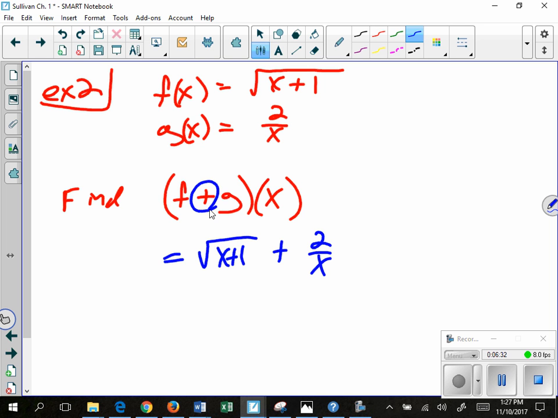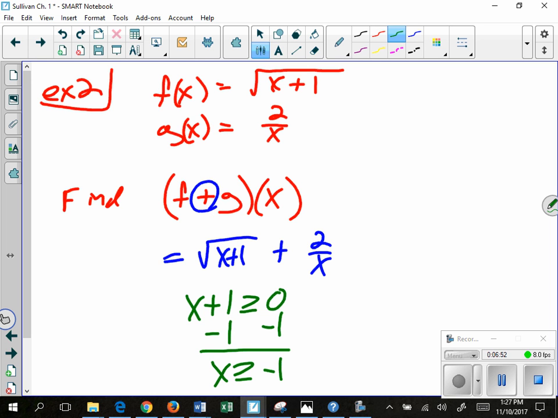Now, they also asked you to find the domain restrictions on this. This is only going to work for a couple of situations. First of all, x plus 1 has to be greater than or equal to 0, because you can't square root a negative. If I solve that, x has to be greater than or equal to -1. And because we're dividing, we can't divide by 0, so x can't be 0.